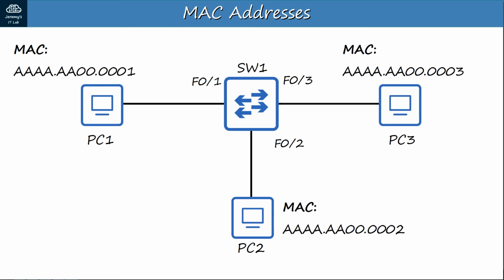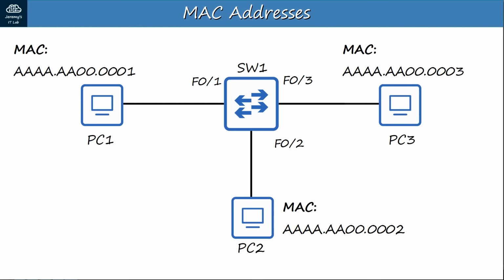The OUI, or Organizationally Unique Identifier, which is the first half of the MAC address, is AAAAAA for each device. So we know that these PCs are all from the same maker. The second half of the MAC address of each device, however, is different for each PC, as the second half identifies the device itself.